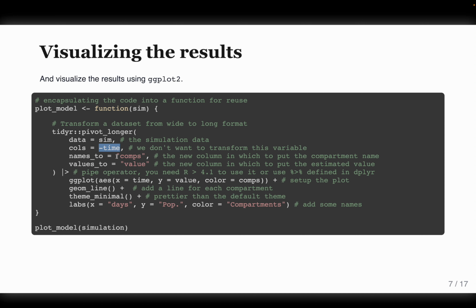Then we need just to choose some names for the new columns that we are creating. Either you can leave the default names, or you can put your own. In this case, I put comps for compartment and value for the values.